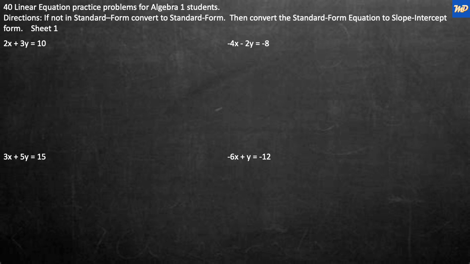So, okay, we've gone over the rules for standard form and slope-intercept form. So with those freshly in our mind, we're going to start these 4 exercise problems. There are 40 of them in this entire slide here. And this is sheet 1. So what did the directions say? If not in standard form, convert to standard form. Then convert the standard form equation to slope-intercept form.